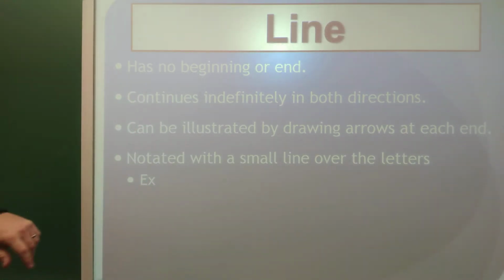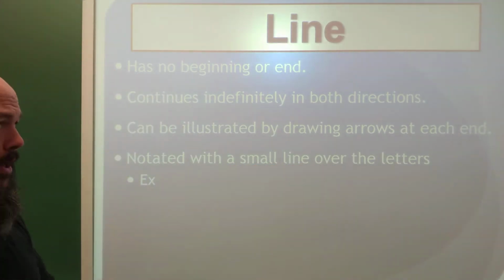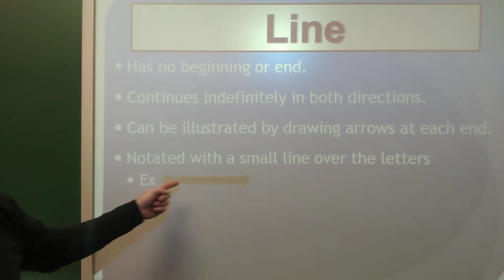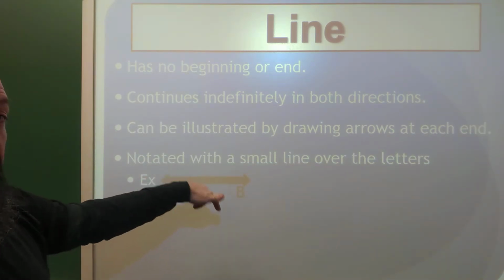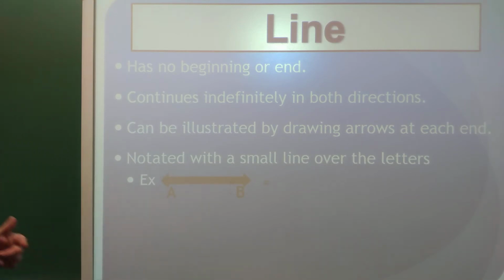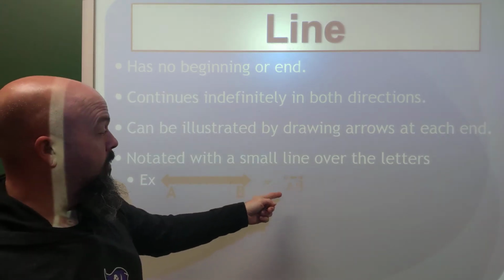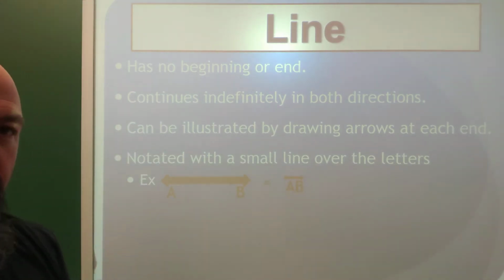Notating a line, you put a small line over the letters. As simple as that. It's geometry, it's basic. So here's our line, with arrows on both ends. You give names to the points on the line, A, B. This is line AB. In order to notate that, if you were asked for the name of this and how to notate it, you would put the line symbol, smaller version, on top of AB right next to each other.